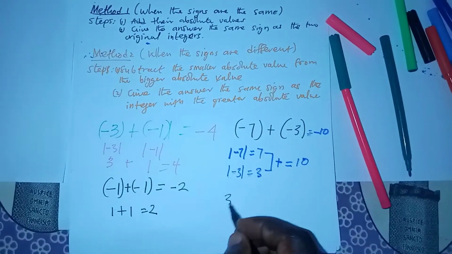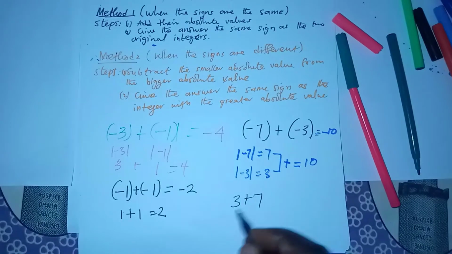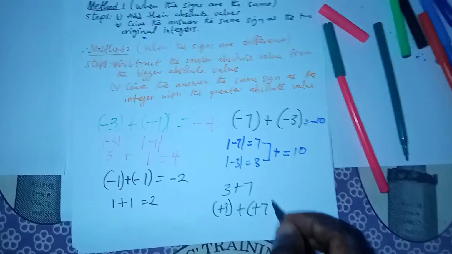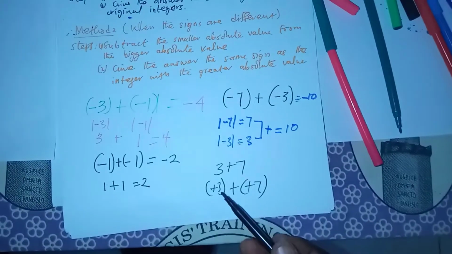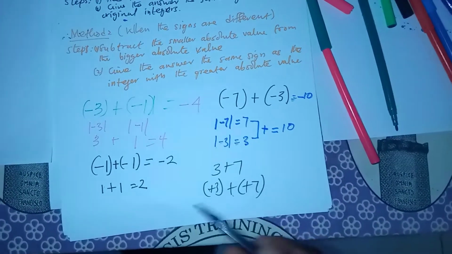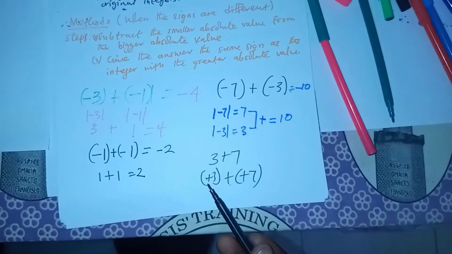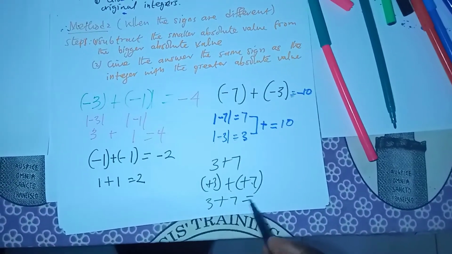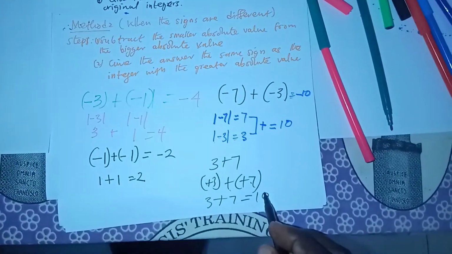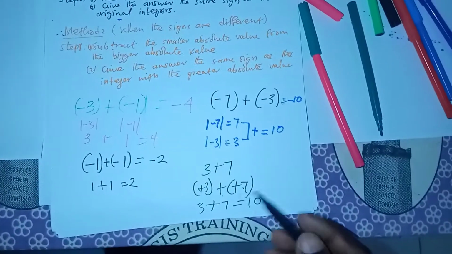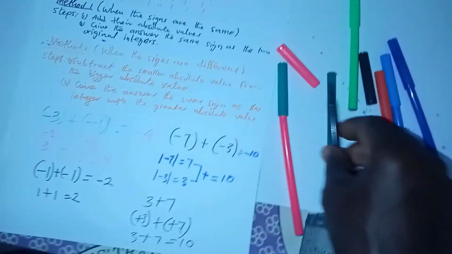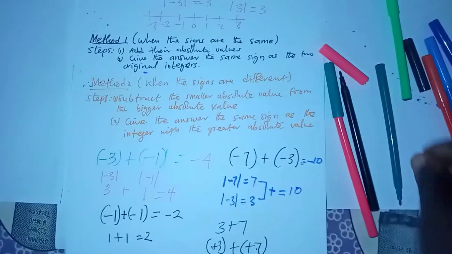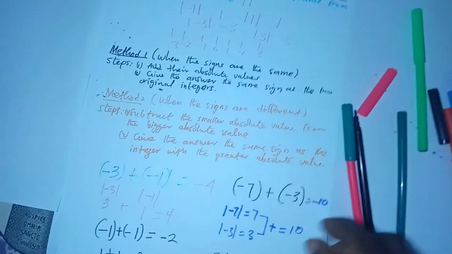The same applies to 3 plus 7, which can also be written as +3 plus +7. That is positive 3 plus positive 7. They have the same sign, plus plus. We find the absolute value of 3 and the absolute value of 7, total 10. So positive 10, which is the same as the 10 that we have. That is how we add integers using absolute values when they have the same sign.